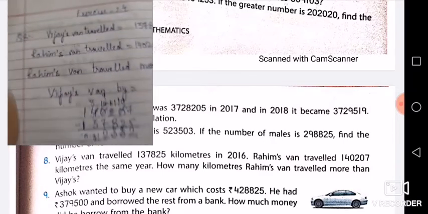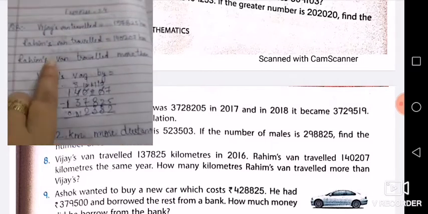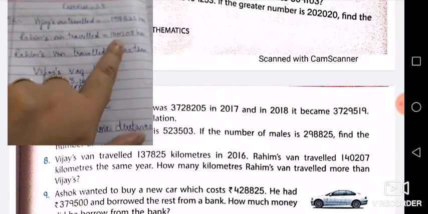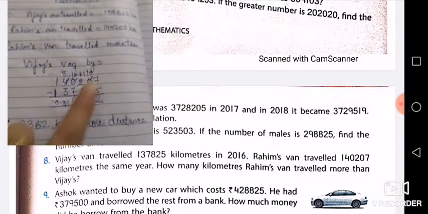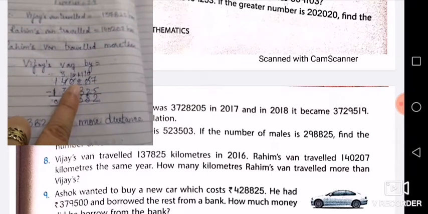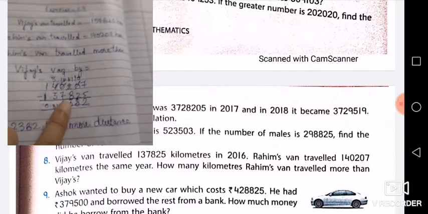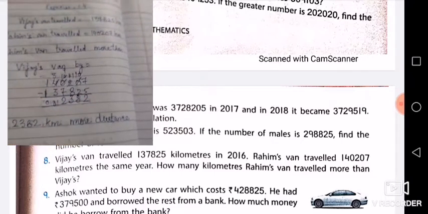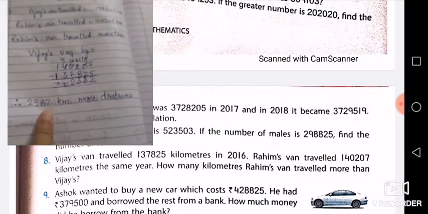You can see the question again. Now Vijay's van travelled this much kilometer. Now Rahim's van travelled this much kilometer. Rahim's van travelled more than Vijay's van by, we are going to subtract 1,40,207 minus 1,37,825. So this much more distance was travelled by Rahim's van.